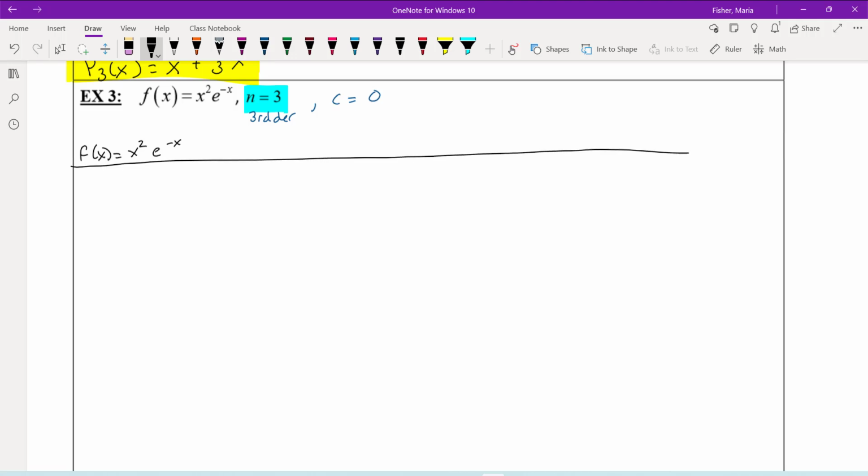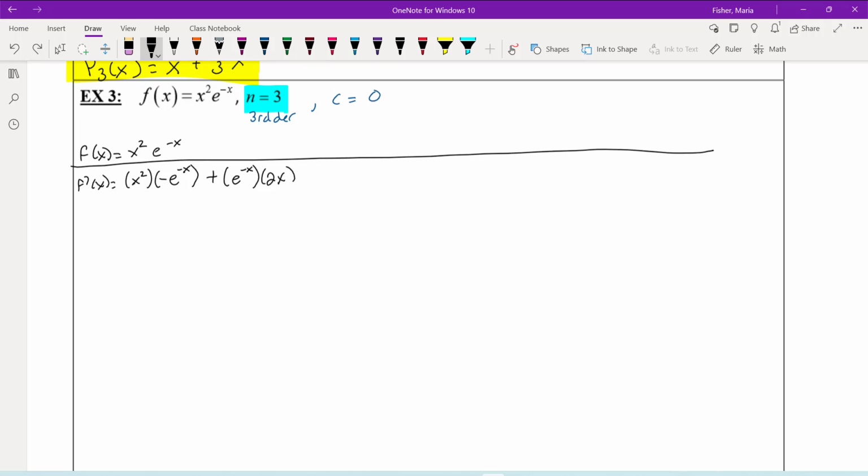I have f of x is equal to x squared e to the negative x. Let's find the first derivative. Notice this is a product, so I will need to use the product rule. F prime of x here is going to equal the first times the derivative of the second. Well, the derivative of e to the negative x is negative e to the negative x. So the first times the derivative of the second plus the second, which is e to the negative x, times the derivative of the first, which is 2x.